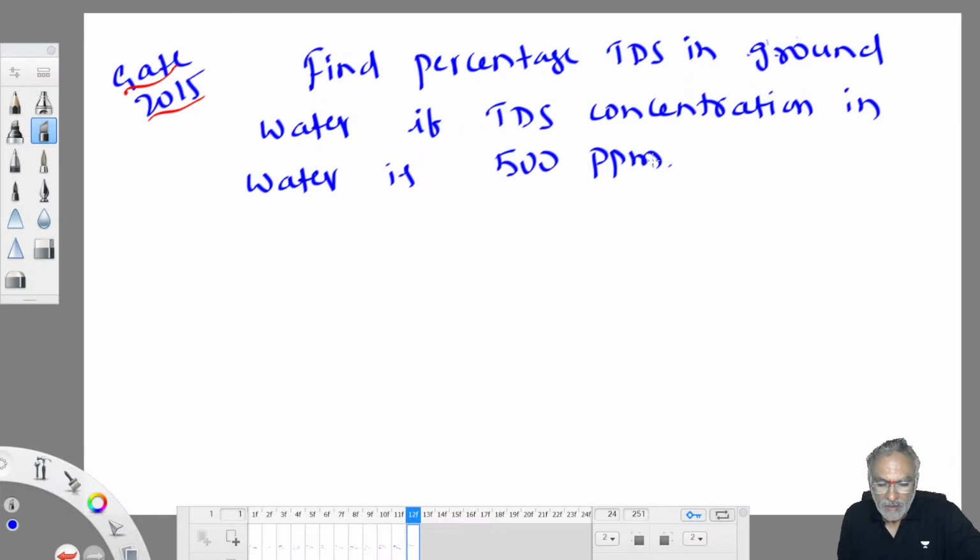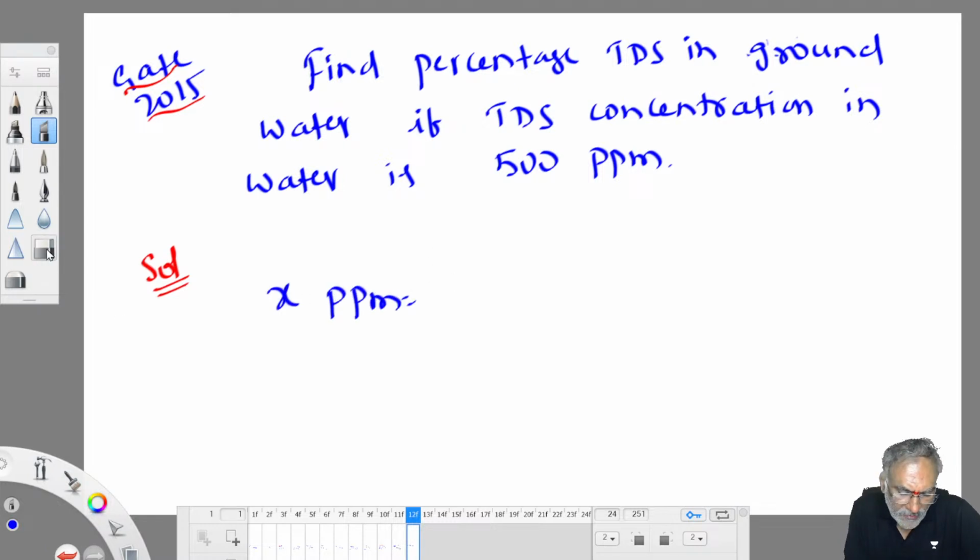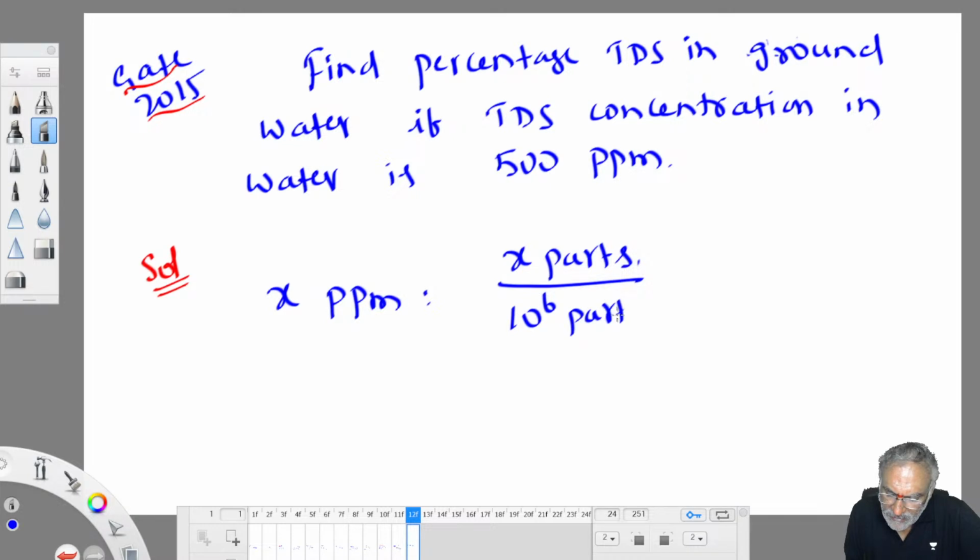Okay then. Find the percentage TDS in groundwater if the TDS concentration in water is 500 ppm. Come on, how do we work it out? You should know what ppm is. So, solution. ppm means parts per million. X ppm of any substance in water means X parts of that substance present in 10 power 6 parts of water.